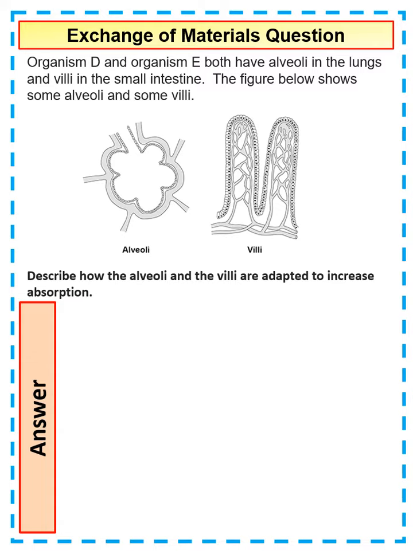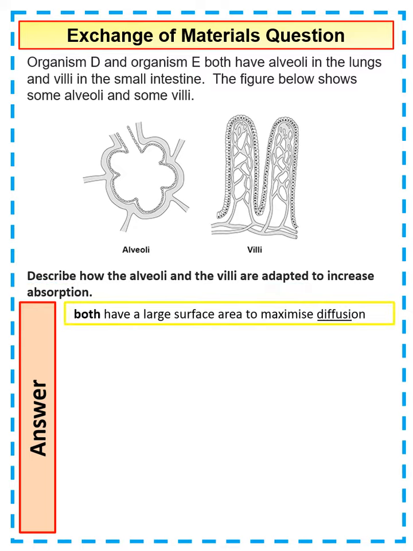So we can see that we've got the alveoli there, and it has a relatively large surface area. Also, we can see we've got the villi, which also have a relatively large surface area. So we're describing how the alveoli and the villi are adapted to increase absorption. There are a number of key things. You could talk about how both have a large surface area to maximize diffusion.